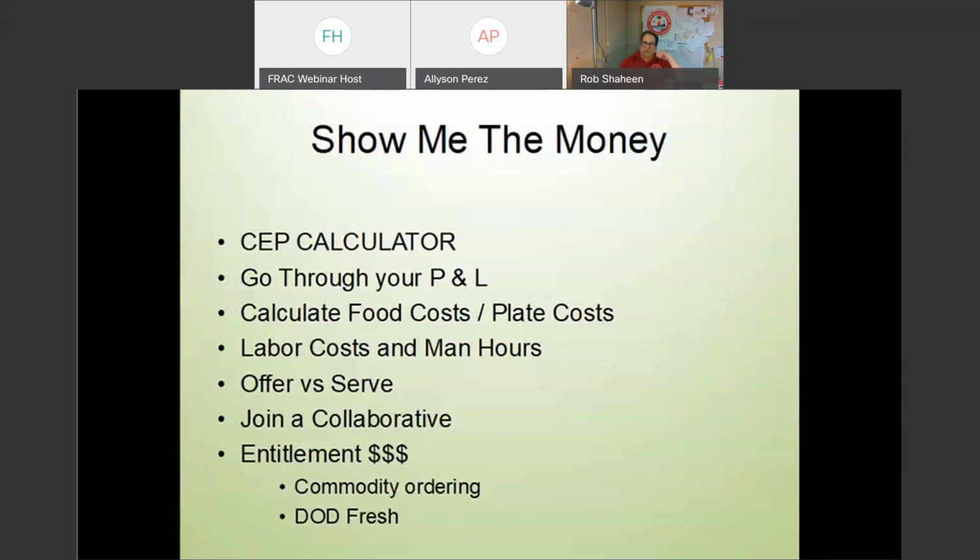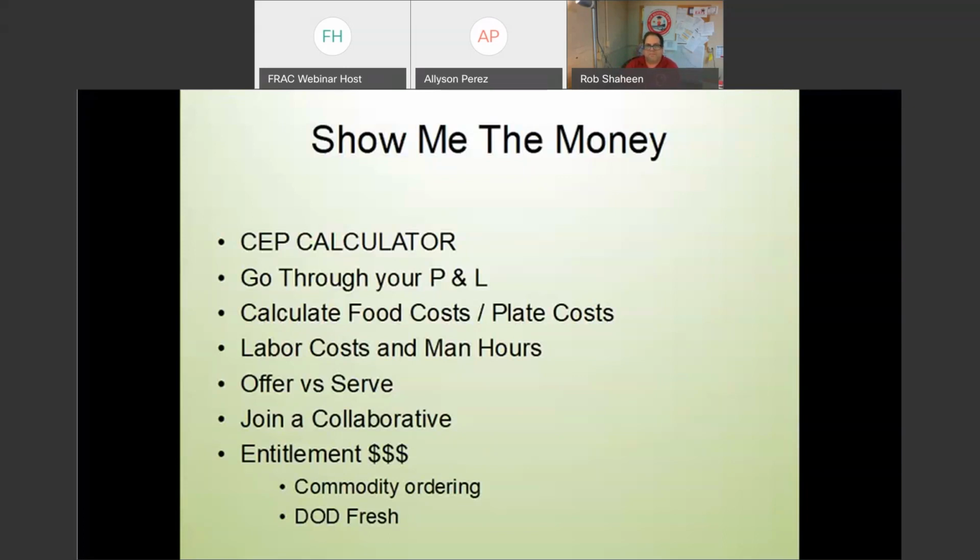If you can join a collaborative in terms of buying when you do your bids, that helps for better pricing. Entitlement money: if you get entitlement dollars for commodities, you have to use every penny. It's like you're leaving money on the table if you're not using all that, because that's stuff you don't have to buy. You're paying maybe the delivery charge, but it's a small percentage of what you can use for the food in your menu, which brings down your plate cost. Commodity ordering, DoD Fresh, those types of things. All great programs. I use them 100%.